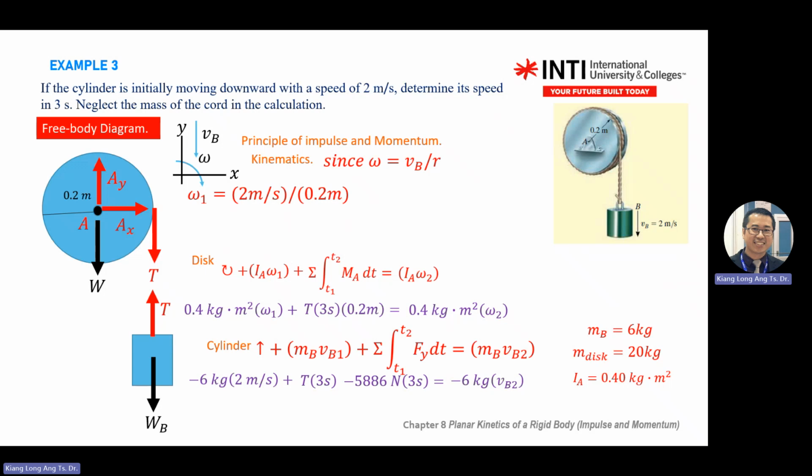So we find the omega: V equal to omega R. You rearrange, VB divided by R. This is VB. VB is always tangent, follows the rope, goes down, VB 2 meter per second, multiplied by the radius, 90 degree. Okay, so 2 divided by 0.2, omega is 10 radian per second.